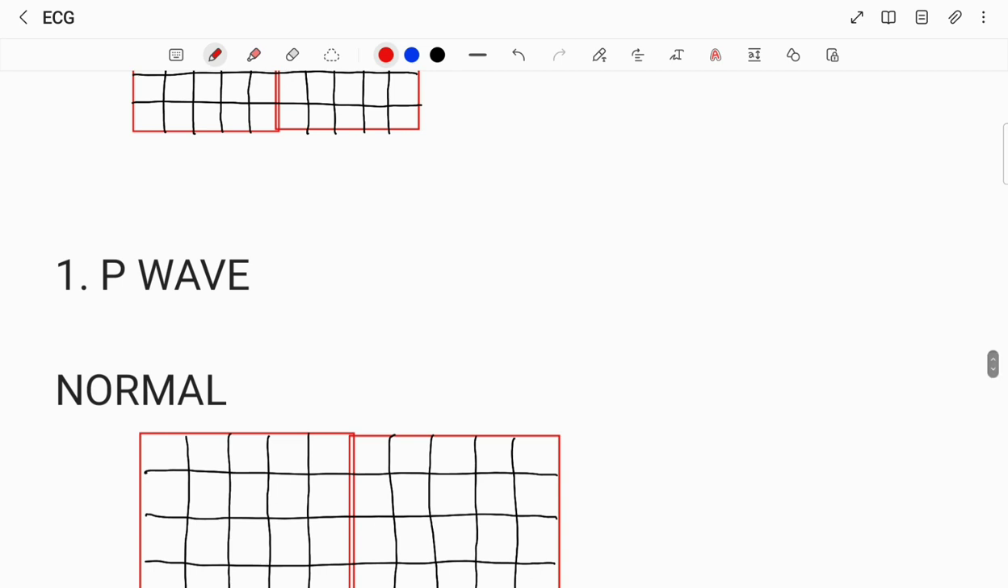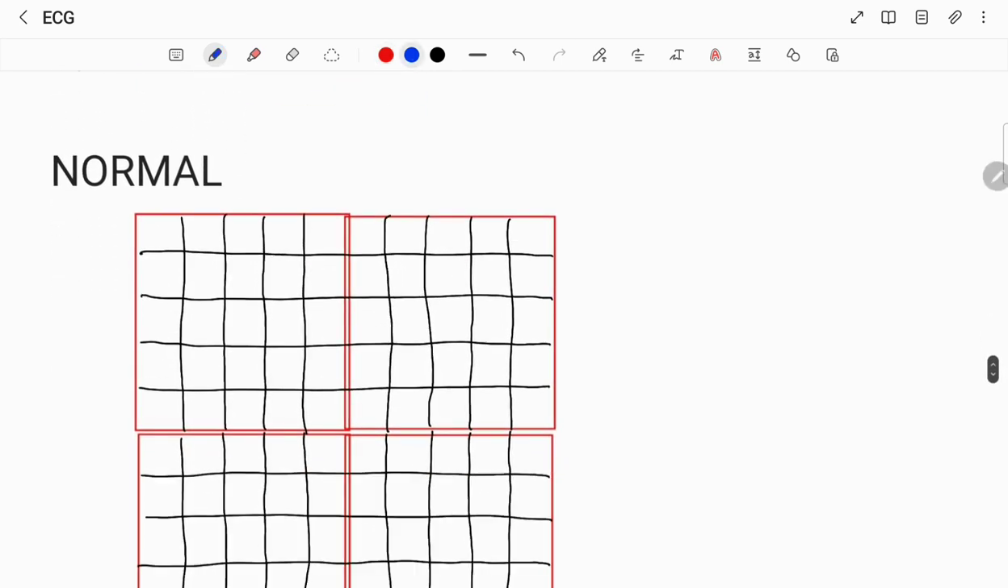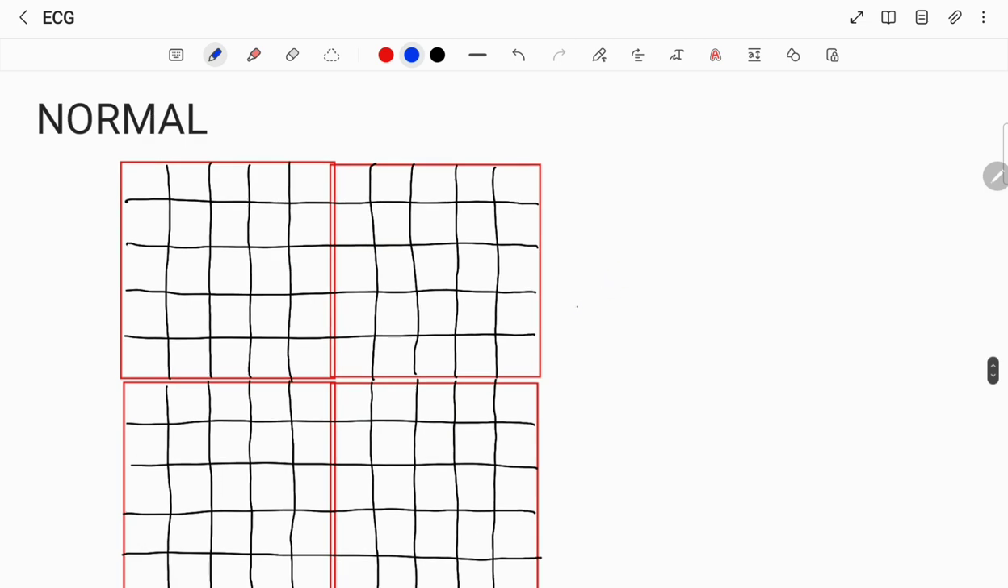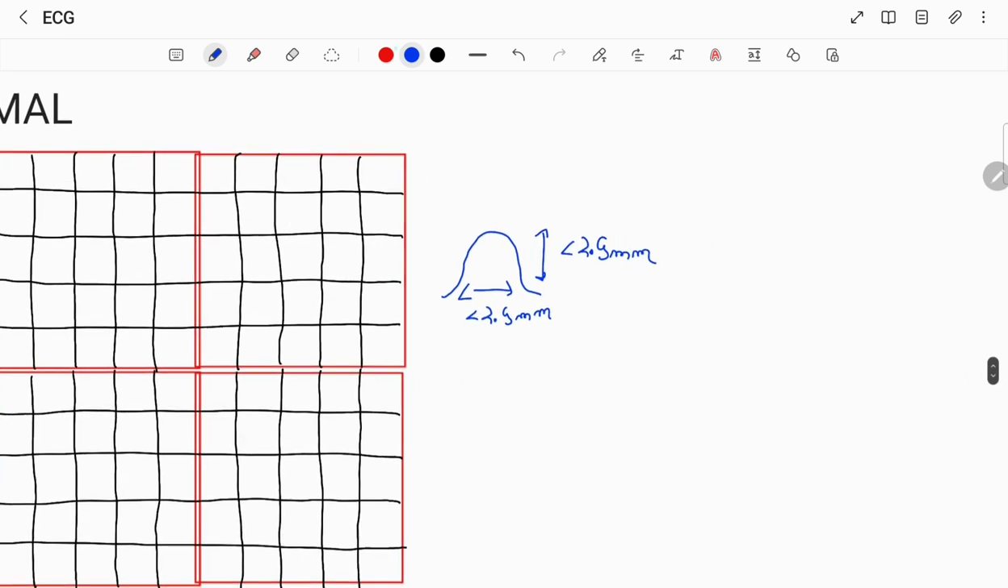First, what I'll be talking about is the P wave. If I talk about a normal P wave, both its height and width are not more than 2.5 mm. That means the normal height and normal width of the P wave are less than 2.5 mm. Also, one thing I would like to add is that the height of the P wave is denoted by the right atria and the width of the P wave is denoted by the left atria.